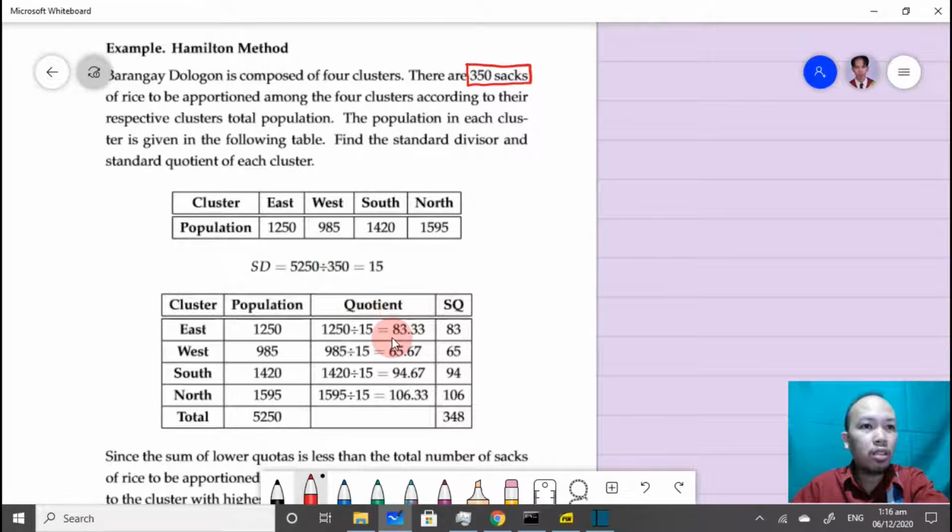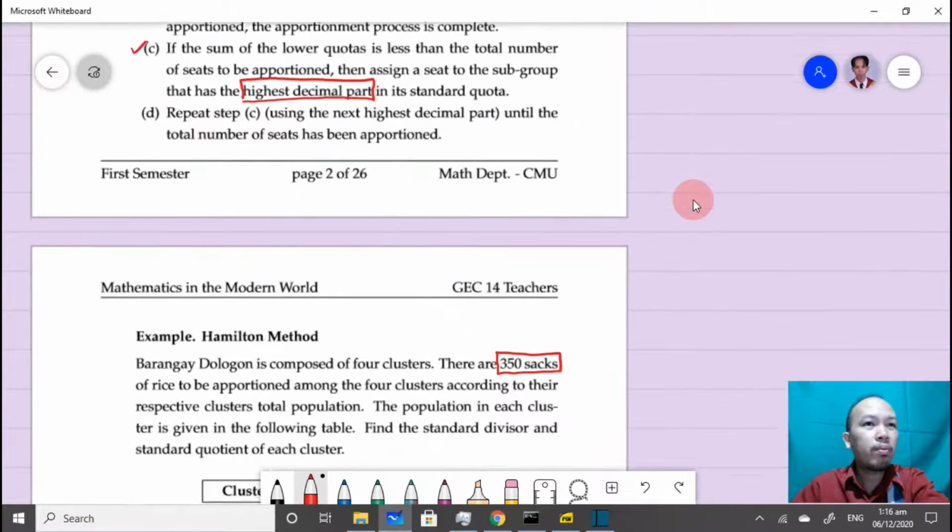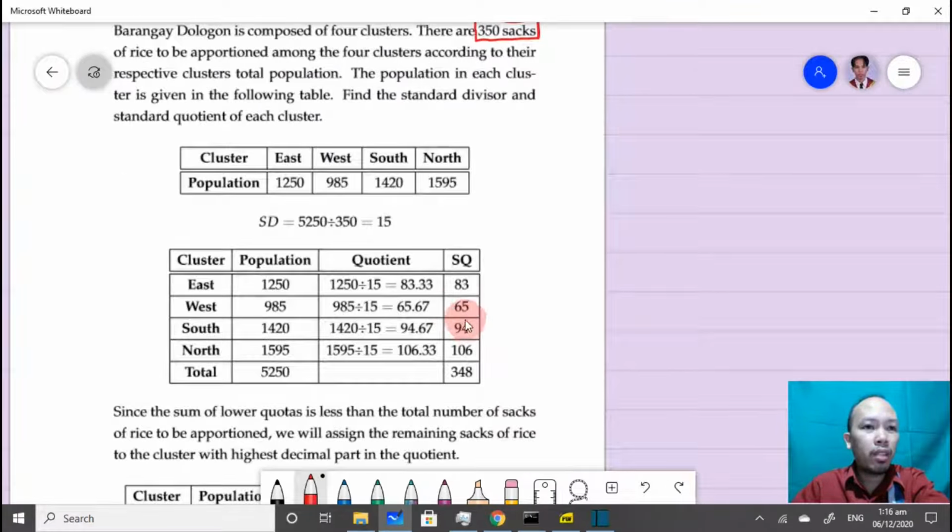The quotient is here. You can use 2 decimal places or 3, it depends. For uniform purposes, maybe we can have 2 decimal places. So use this and then use a calculator. And then it says in step 3 that what you are going to use here is round down.